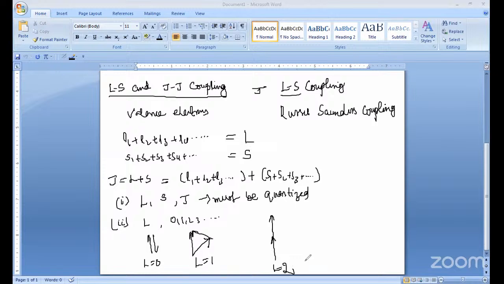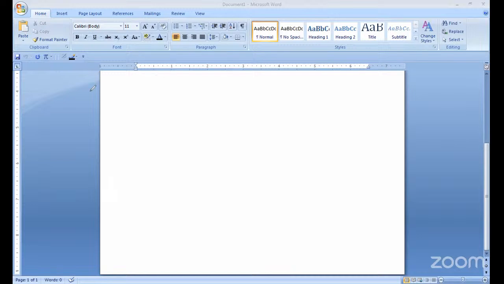Next, we have to follow another rule in order to form this LS coupling. The third one here is S. S is due to the spin motion of the electron. As we know, spin motion may be like a half. So S may assume values like 0, half, 1, 3 by 2, 2, and so on.